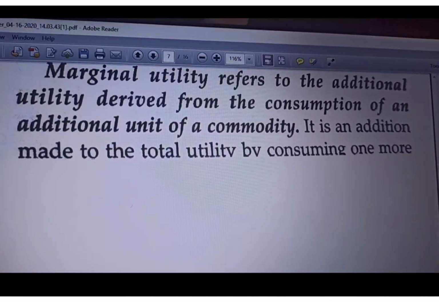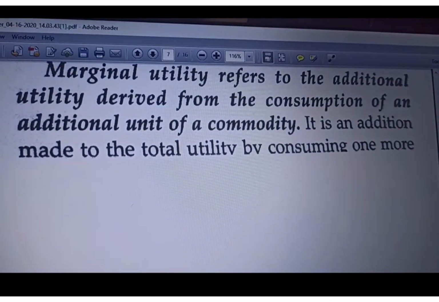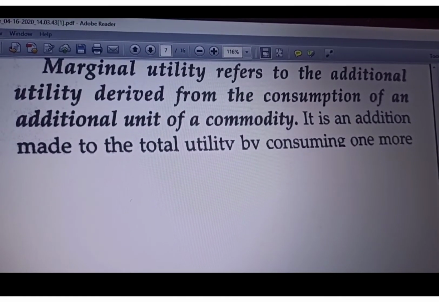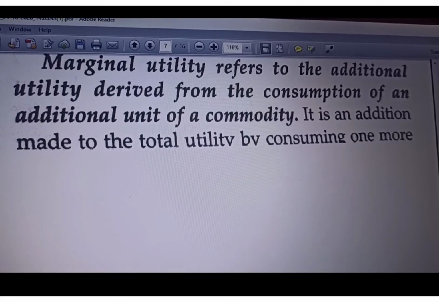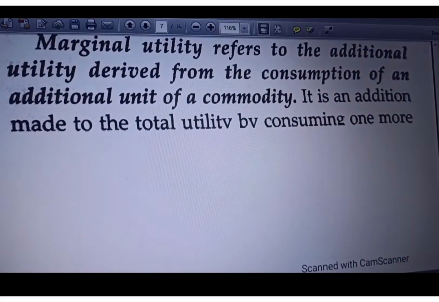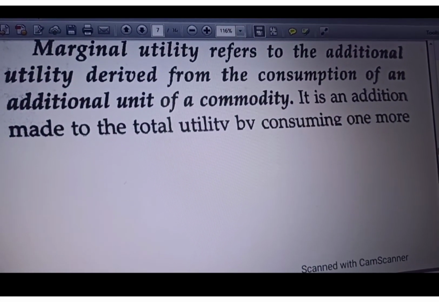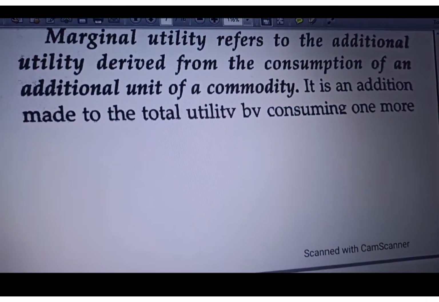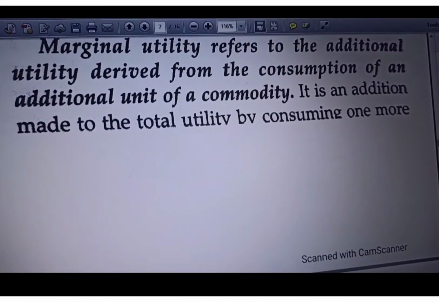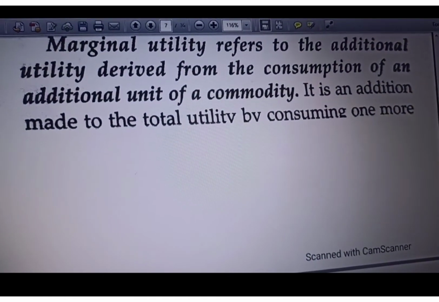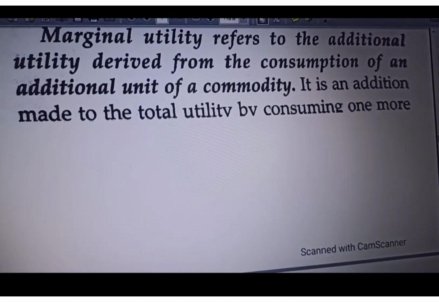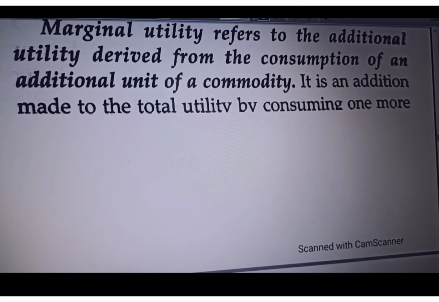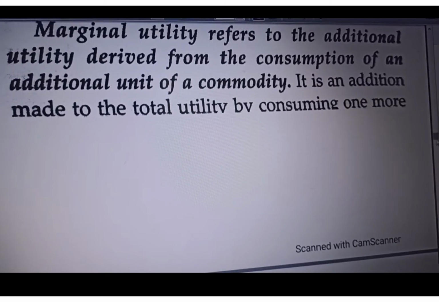It refers to the additional utility derived from the consumption of an additional unit of a commodity. So what does it mean? It means that whenever you are consuming the first commodity, you are willing to get more and more. But after consuming the first commodity, your satisfaction level will come down. So you are not willing to pay the same amount which you have paid for the first one. I'll make you understand by a simple example.